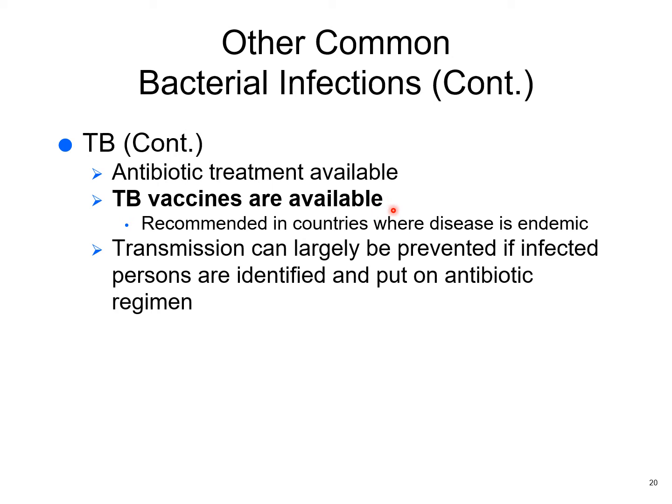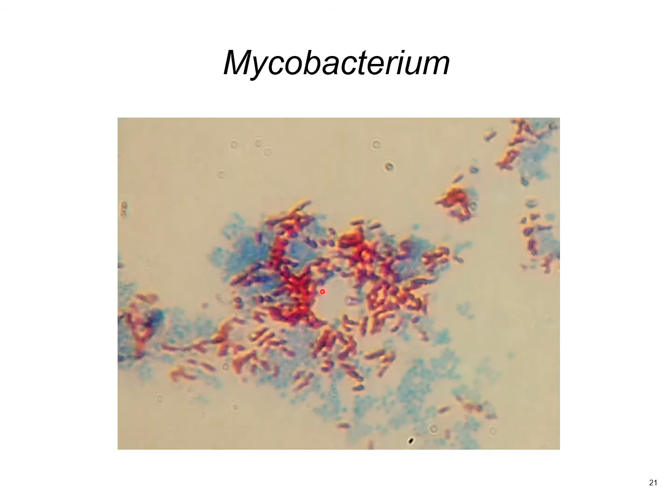There are vaccines, but they're not generally given. It's in areas where there's a lot of it, or if you're going to be in an area where there's a lot of it. And like I mentioned, it will give a false positive when you're tested later, which is inconvenient if you're in a job that requires TB testing. And there's a picture of the organism.